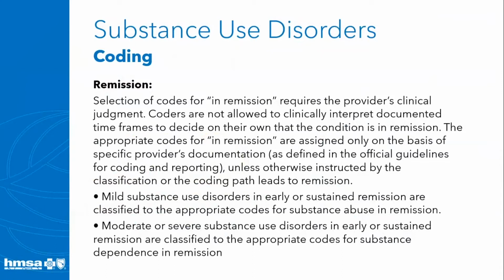Mild substance use disorders in early or sustained remission are classified to the appropriate codes for substance abuse in remission, which is the F19 category. Moderate or severe substance use disorders in early or sustained remission are classified to the appropriate codes for substance dependence in remission.